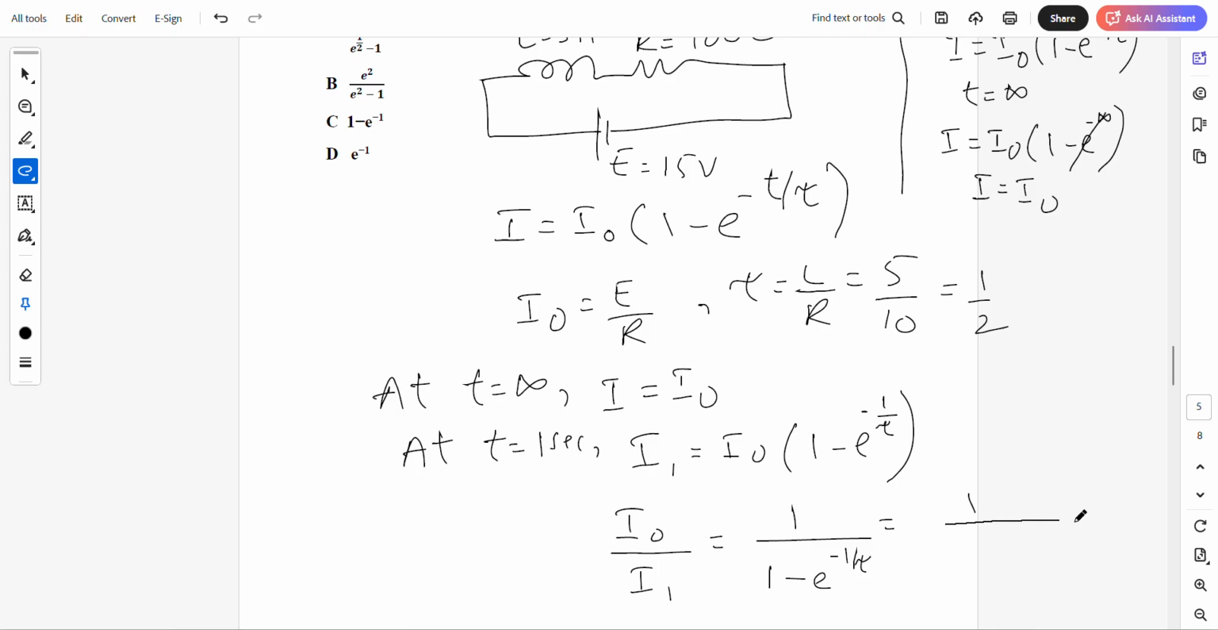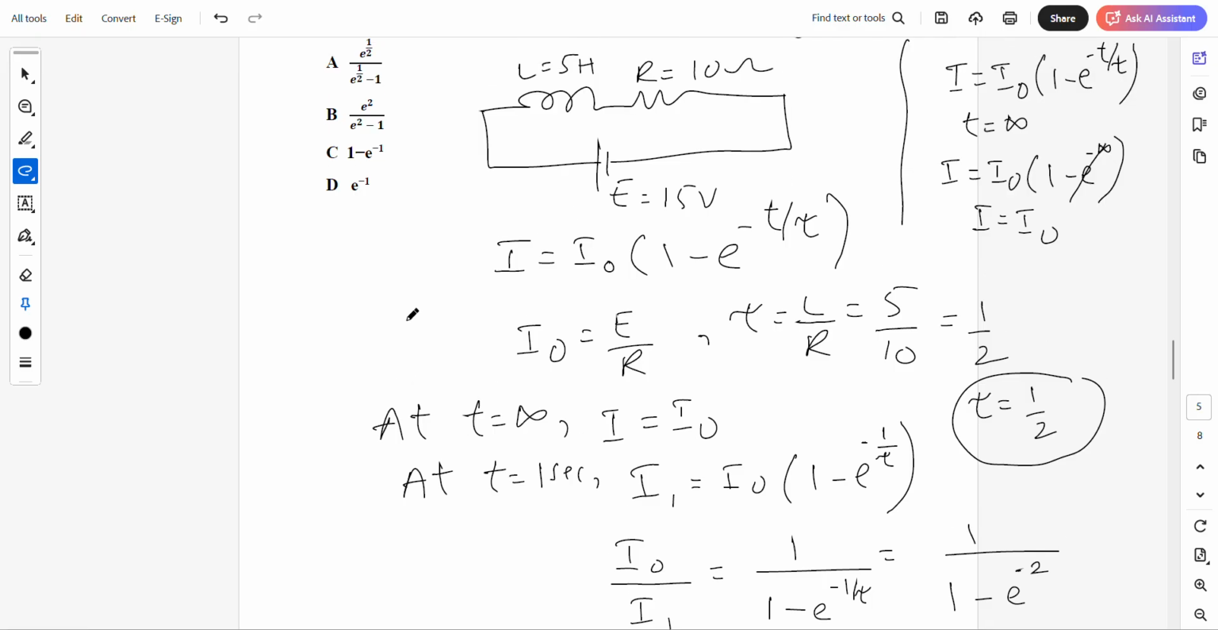That is given by 1 divided by 1 minus e to the power of minus, how much is tau? We have calculated. Tau is equal to 1 by 2. Therefore, this will be e to the power of minus 2.